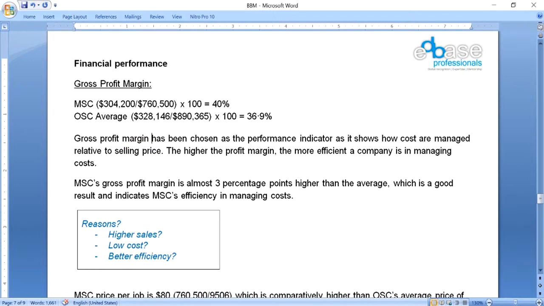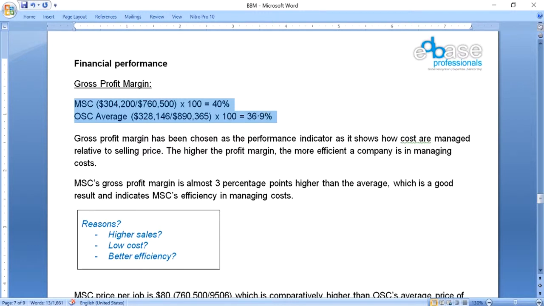So what is the justification? Gross profit margin has been chosen as a performance indicator, as it shows how costs are managed relative to selling price. The higher the profit margin, the more efficient a company is in managing cost. Okay, very simple. Just make it simple. Just state 1 or 2 lines on why you have chosen that particular indicator. Now from the results we can see that MSC has achieved 40% gross margin and OSC has achieved 36.9%. That means just almost 3% higher than the other service centers.